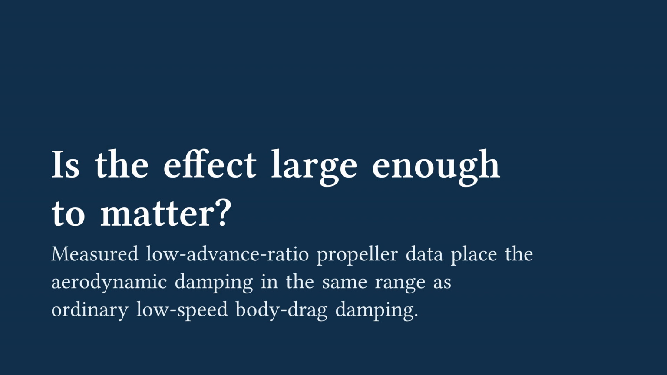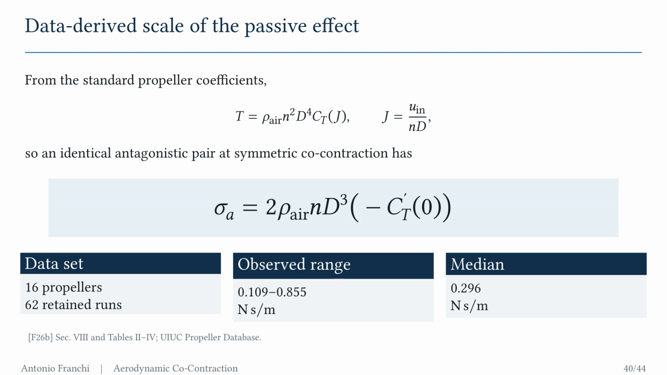A remaining practical question is whether this damping is large enough to matter. To answer it, the local force velocity slope can be estimated directly from low advance ratio propeller measurements and compared with familiar low-speed body drag damping. The standard propeller model writes thrust as air density times n squared, d to the fourth, and the thrust coefficient Ct of advance ratio j.